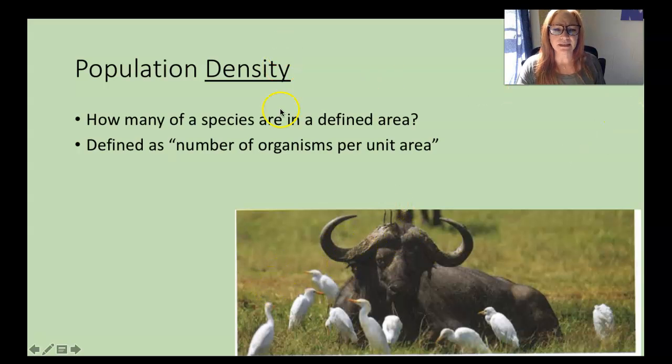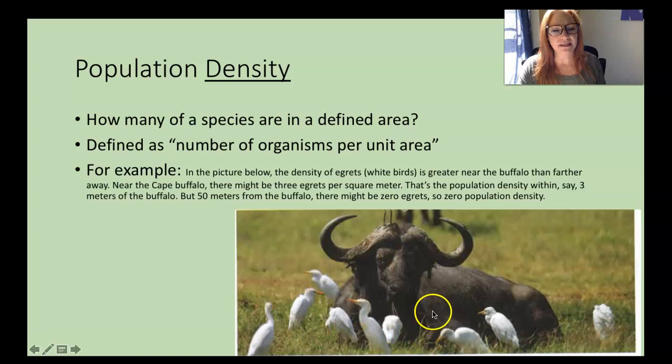So for instance, when we look at this picture, I've got this Cape buffalo, and he's surrounded by cattle egrets. Those are the birds. Cattle egrets like to hang out around big hoofed animals. 1, for protection from predators. 2, they eat insects. As these big animals move and walk around and go into the water, they stir up insects, and the egrets then have this food source. So we tend to see them clustered around these buffalo.